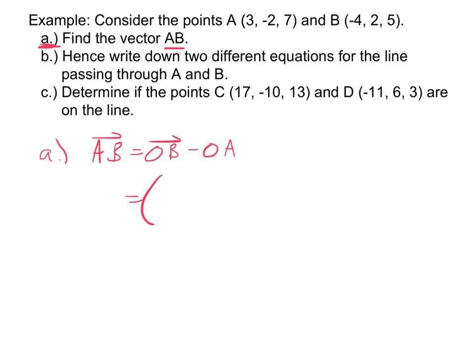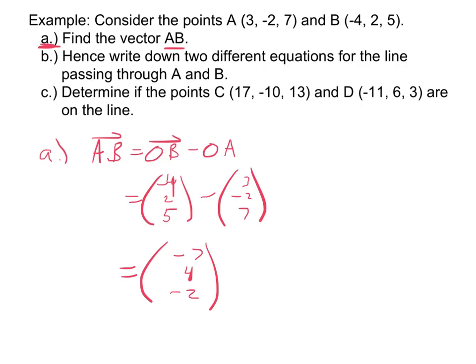Right? So OB is the vector negative 4, 2, 5. Vector OA is 3, negative 2, 7. So if we subtract these, I end up with negative 7, 4, negative 2. Okay, so that's vector AB.